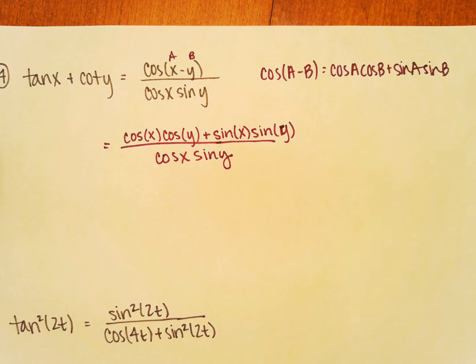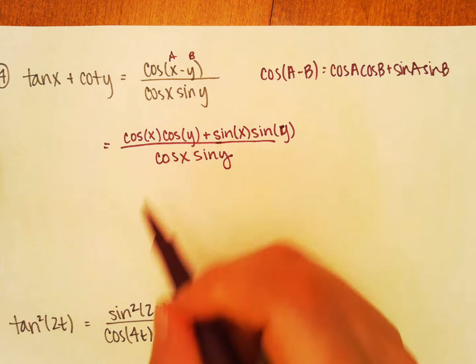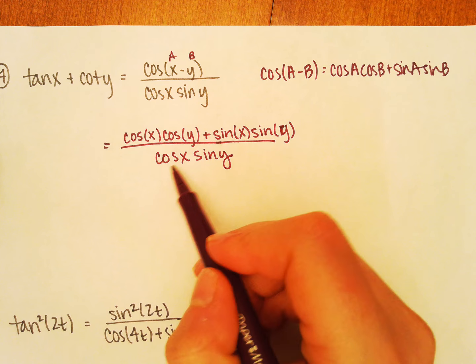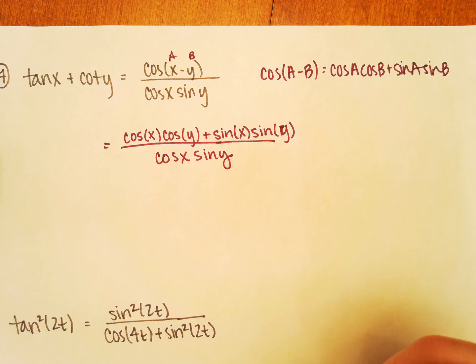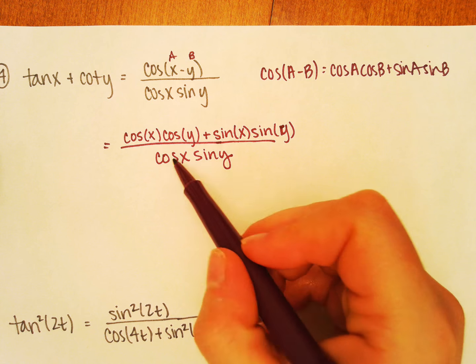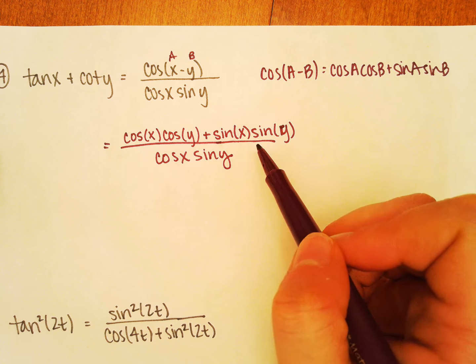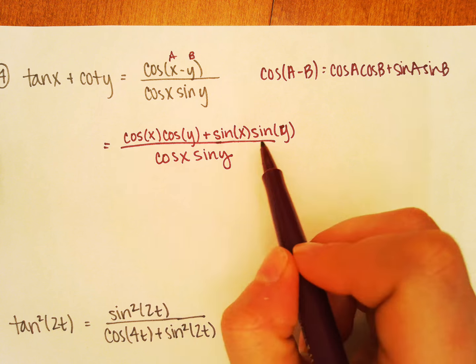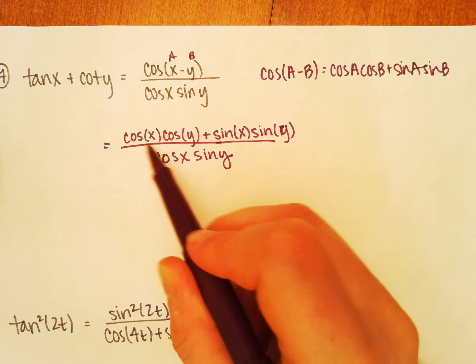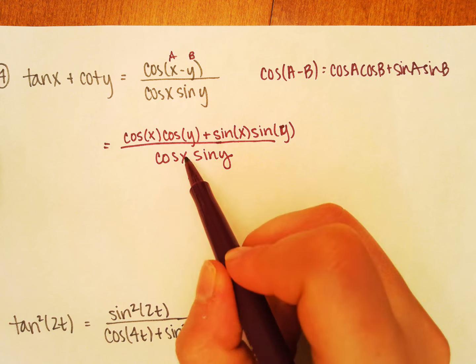Again, you might be tempted at this point to cancel some stuff out, like, oh, we have a cosine x in top and bottom that I can just cancel, and we have a sine y in top and bottom that I can just cancel. But remember, you can't cancel things that you can't factor out. I can't factor out a cosine x and then cancel it out from here. I can't cancel out a cosine x from every term.